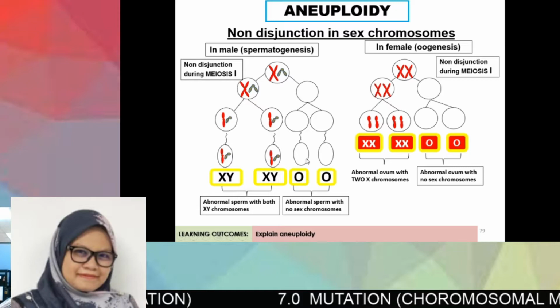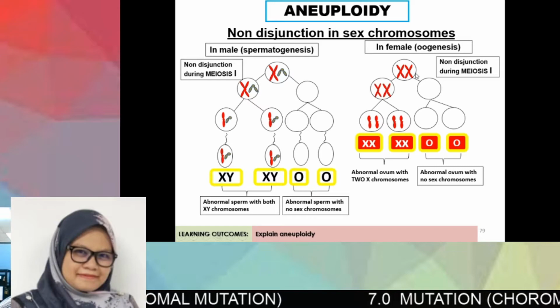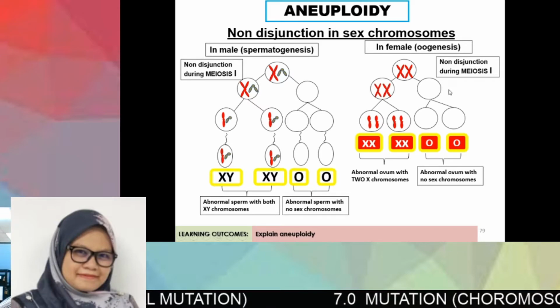Okay, and in female, this is the normal X chromosome, and then in meiosis 1 there is non-disjunction, and then the consequence is the gamete of this individual has 2X chromosome, okay, and ada gamete yang carry no sex chromosome.